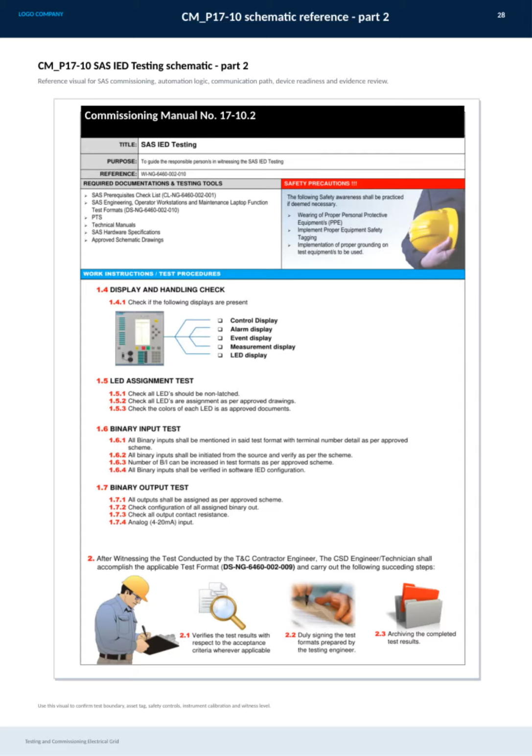On this slide, we focus on testing and commissioning the electrical grid, specifically looking at the CM_P17-10 SAS IED testing schematic, Part 2. This visual is crucial as it serves as a reference for SAS commissioning, automation logic, communication paths, device readiness, and evidence review. Make sure to use it to confirm key elements like the test boundary, asset tags, safety controls, instrument calibration, and the required witness level. This ensures everything is aligned with the standards outlined in Commissioning Manual Number 17 to 10.2.